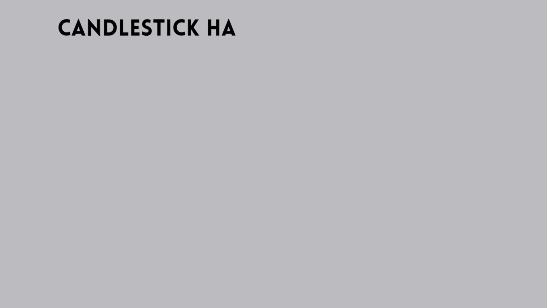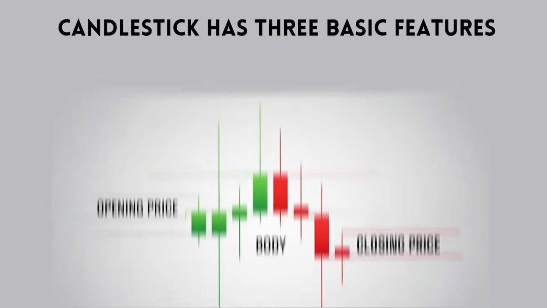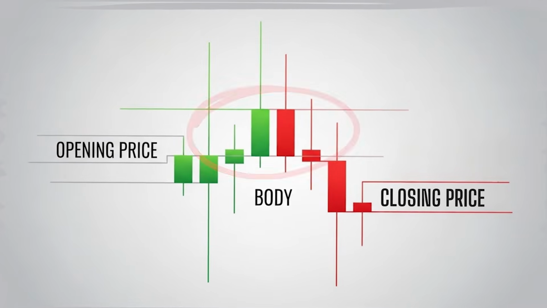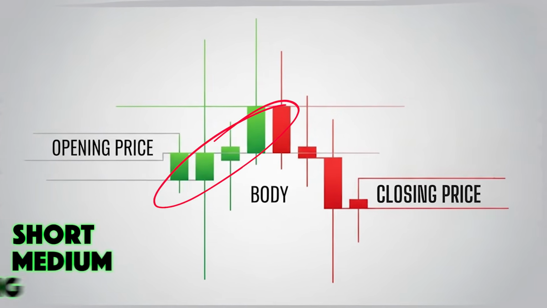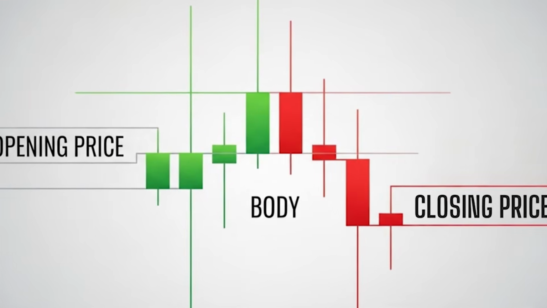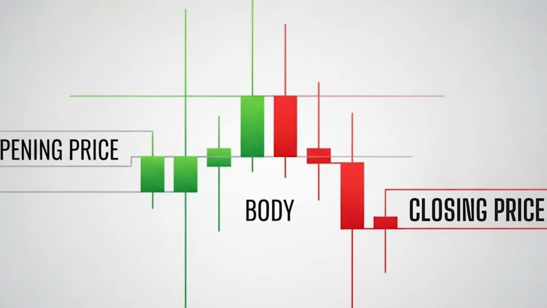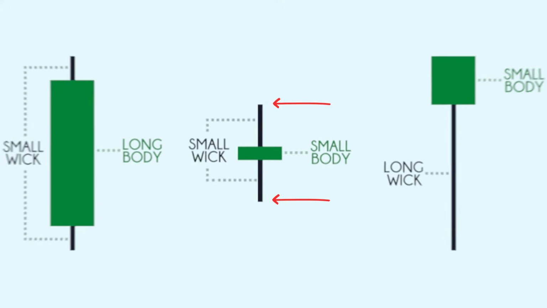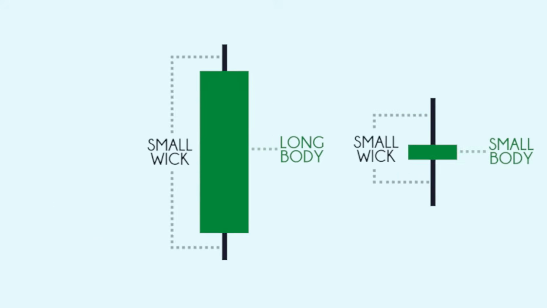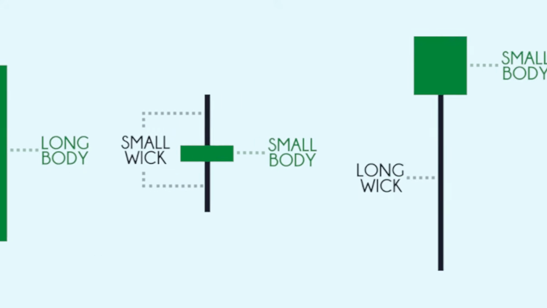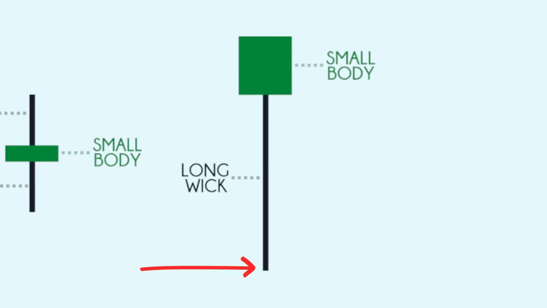Now, a candlestick has 3 basic features. First, the body. This middle section right here is the body. It can be short, medium, or long, depending on how much the price moved. The body shows you the opening and closing price of an asset during that time period. Then comes the wicks. These thin lines you see above and below the body are called wicks, or sometimes shadows. The end of the upper wick shows the highest price reached during that period. Similarly, the end of the lower wick shows you the lowest price hit during that same time.